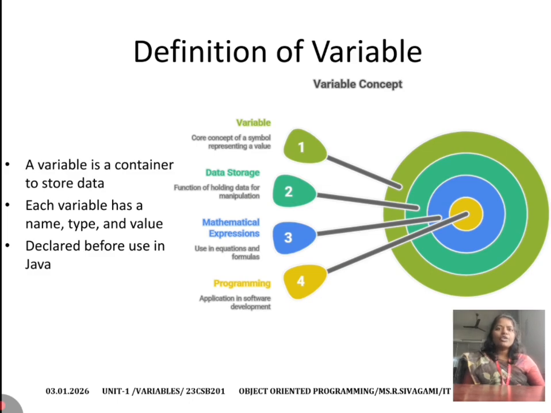The definition of a variable: a variable is a container that stores data. Each variable has a name, type and value, declared before using it in Java.